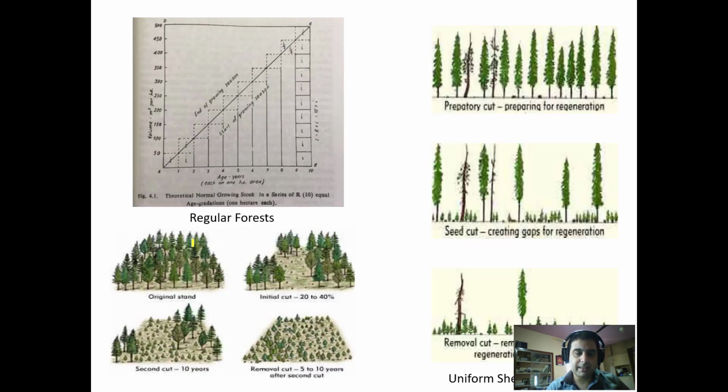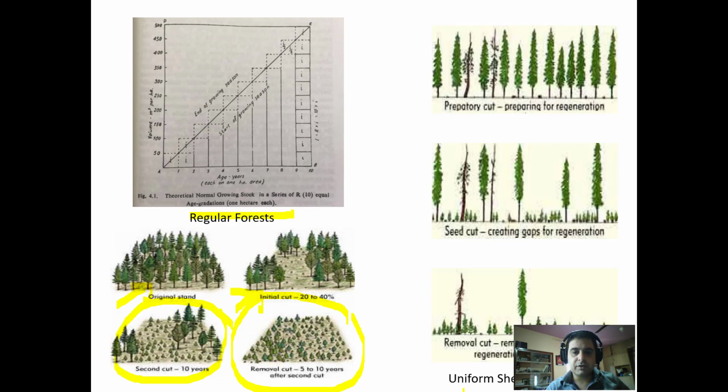Now how can we maintain it? You can see it in regular forests. This is an example of how we take the yield. This is the original stand, and initially we give a 20 to 40% cut, meaning we remove 20 to 40% of the trees. In the second cut, after a period of 10 years, the trees are reduced to this much, and this is the removal or final cut, which can be after a period of 5 to 10 years from the second cut. This is the total clearance of the crop.